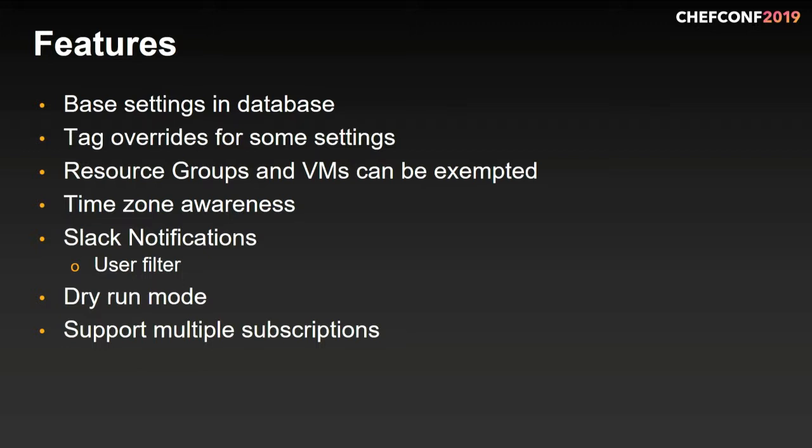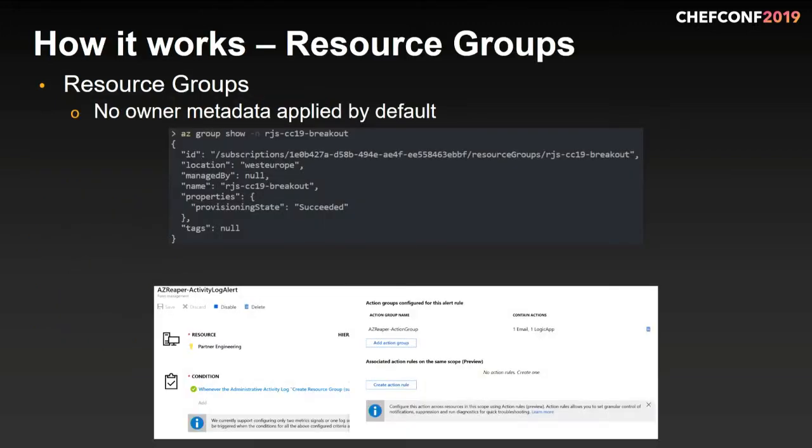There's a dry run mode. By that I mean you've got a destroy flag and a manage VM flag. By default, when you deploy this, they're both set to false. So it doesn't actually damage anything, but you get all the notifications about what's going to happen, and it will tell you in that notification those things are happening. And as I said before, there's support for multiple subscriptions.